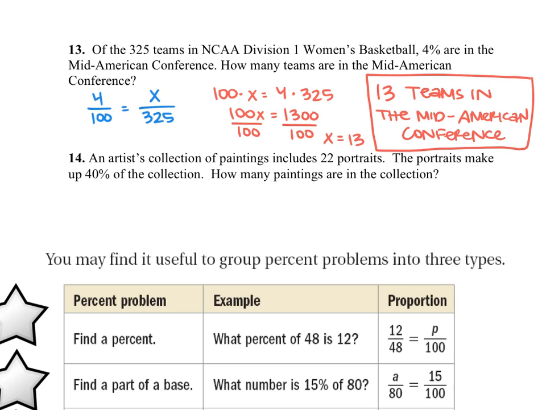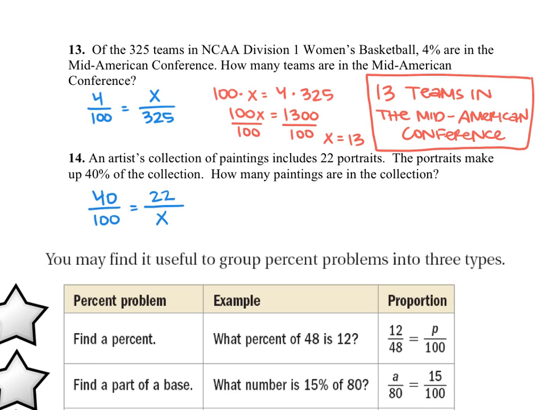An artist's collection of paintings includes 22 portraits. The portraits make up 40% of the collection. How many paintings are in the collection? So we always put the percent over 100, and now we need to determine if 22 represents part of the collection or the whole collection. Well, it says an artist's collection of paintings includes 22 portraits. So the portraits are only part of the collection, so therefore the 22 goes on top, and we're trying to find all of the paintings in the collection, so x goes on the bottom.